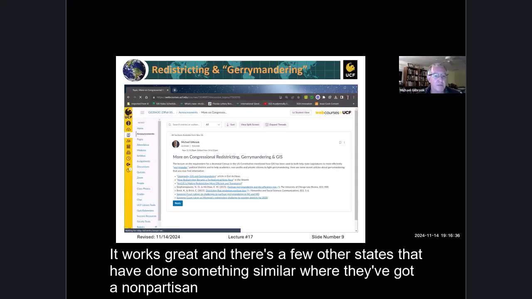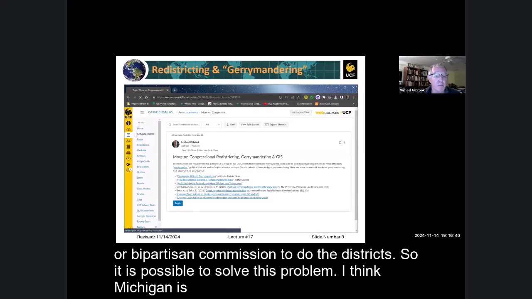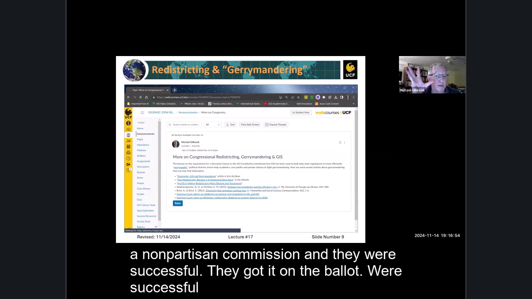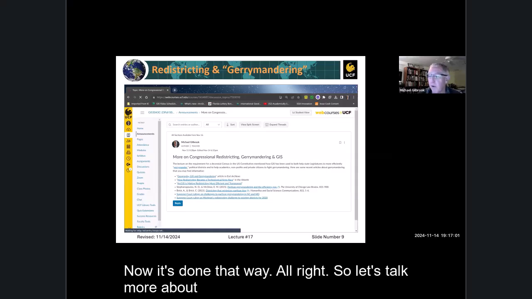And there's a few other states that have done something similar, where they've got a nonpartisan or bipartisan commission to do the districts. So it is possible to solve this problem. I think Michigan is one of those that there was a citizen initiative to establish a nonpartisan commission, and they were successful. They got it on the ballot, were successful, and now it's done that way.